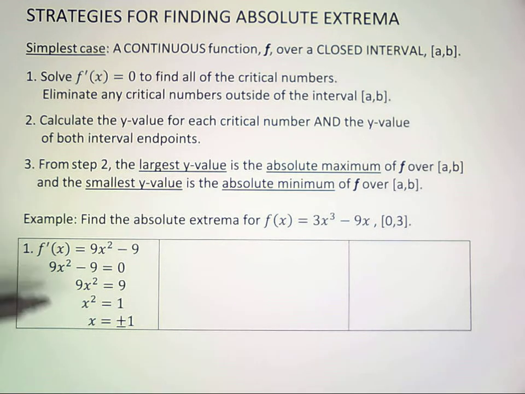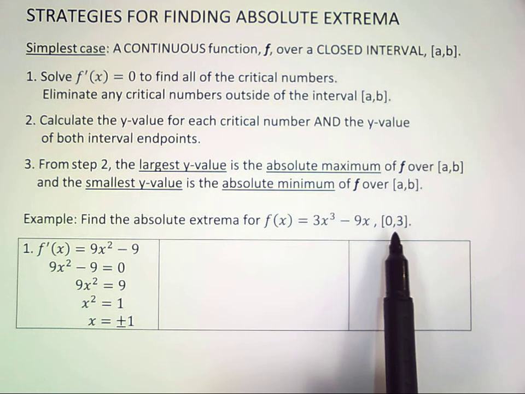I've already carried out the first step, which is taking the derivative and setting it equal to 0. I don't want to focus on the mechanics here because I'm assuming you've already got that under control. If not, you can stop this and deal with that. I want to look at the big picture. So I go through the process and find my critical values. Notice that I get positive 1 and negative 1 for x. Those are my two critical numbers.